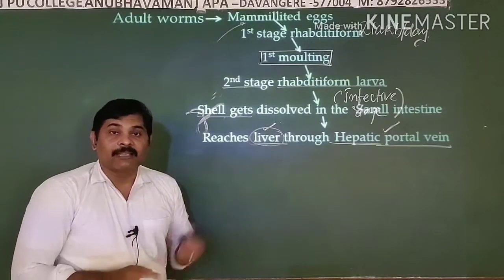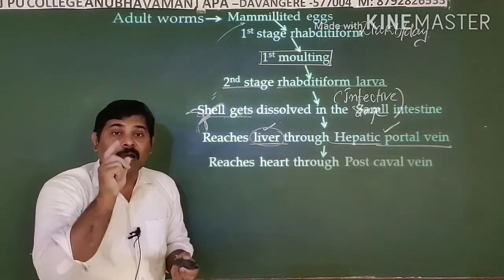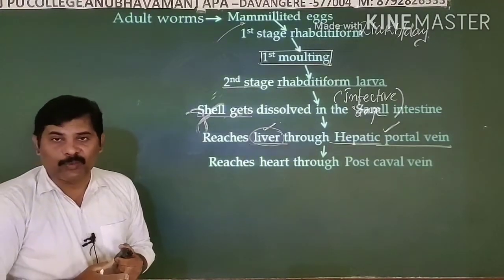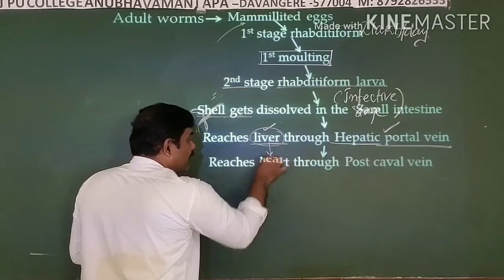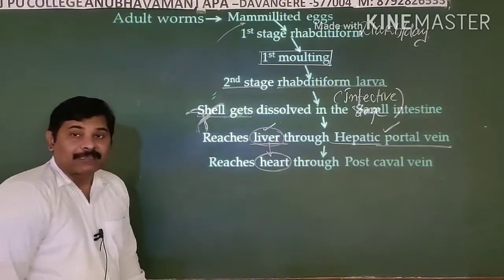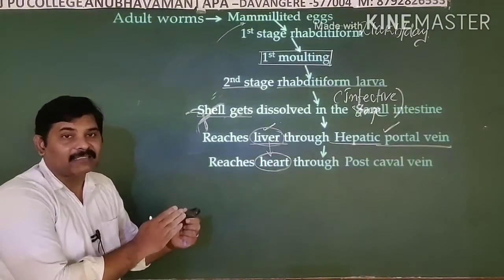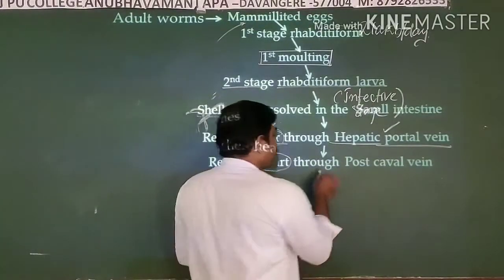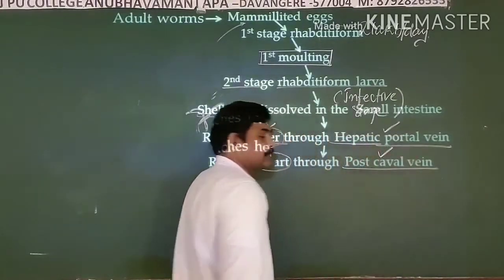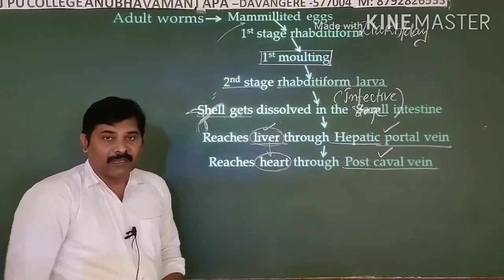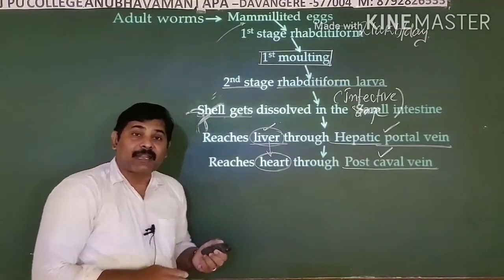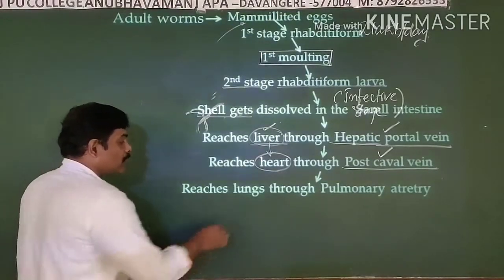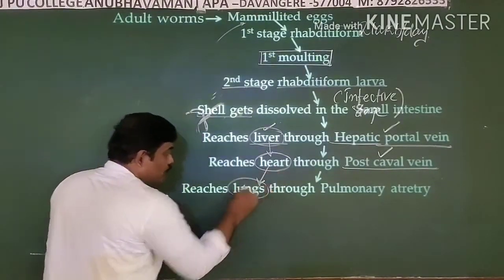Thereafter, from the liver, this parasite migrates to your heart through the post-caval vein, which is one more important blood vessel. From the liver, it gets transferred to your heart. The blood vessel which carries this parasite from the liver to the heart is known as the post-caval vein. Important bits, all these are. Thereafter, from the heart, this parasite is transported to your lungs. That is an important part.